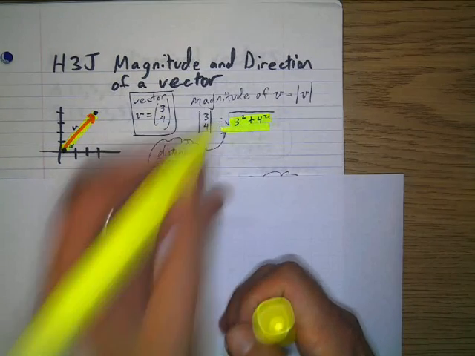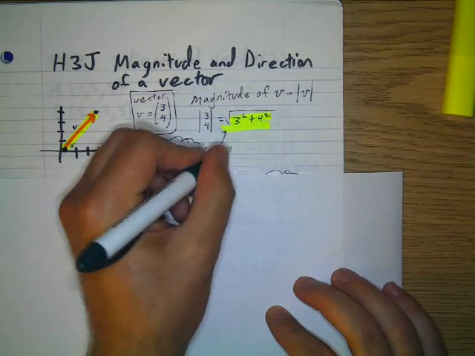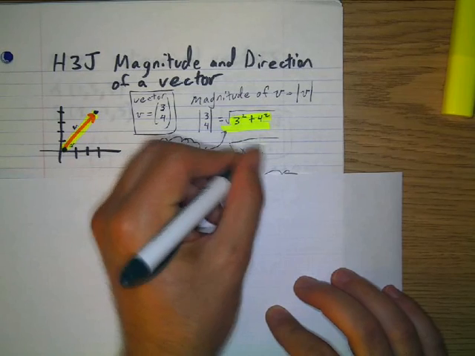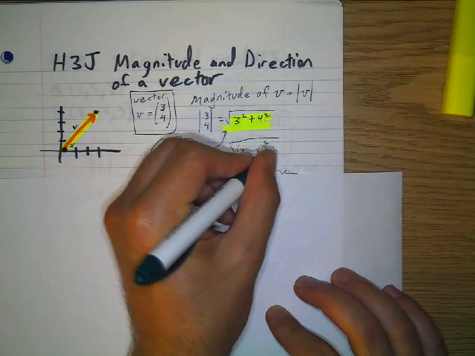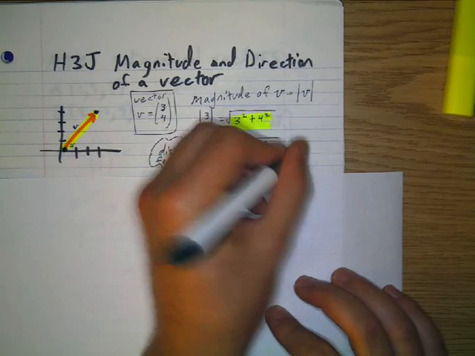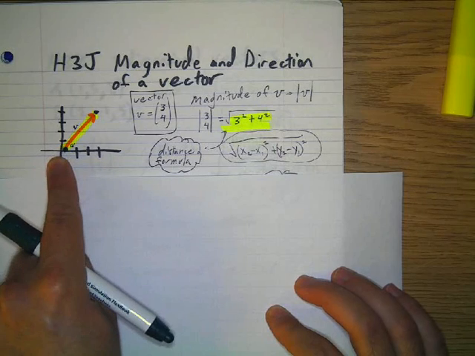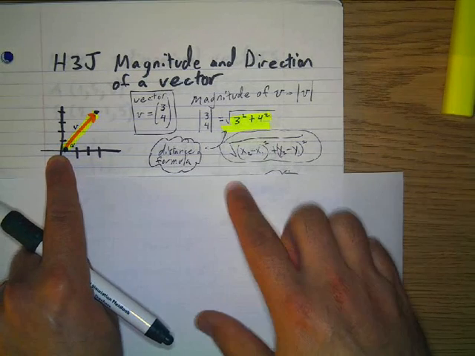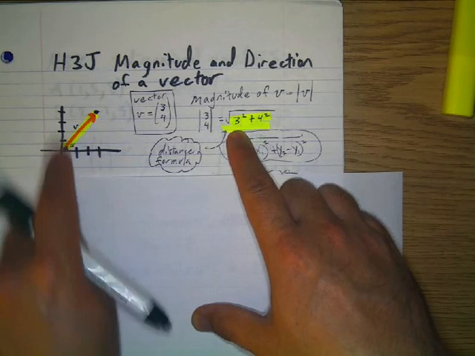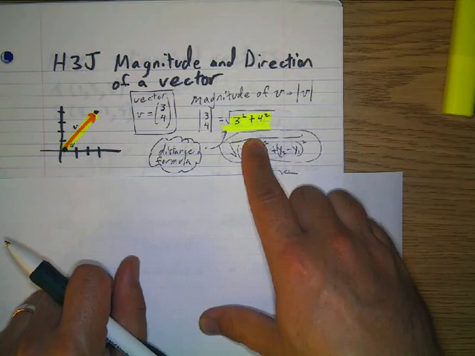Okay, so to figure out the distance, you should use the distance formula: the square root of x2 minus x1 squared plus y2 minus y1 squared. But since this is starting at 0, 0, from here to here, the x distance is 3. From here to here, the y distance is 4. Okay, so we use that to figure out the distance.